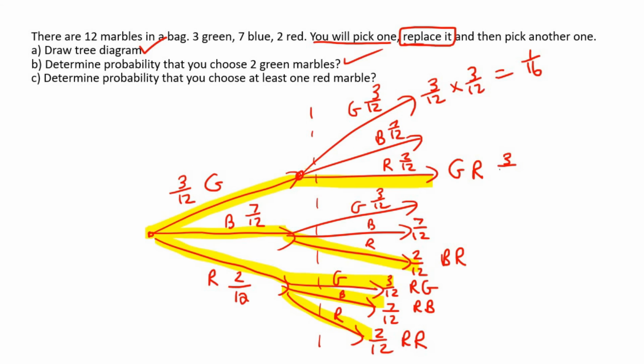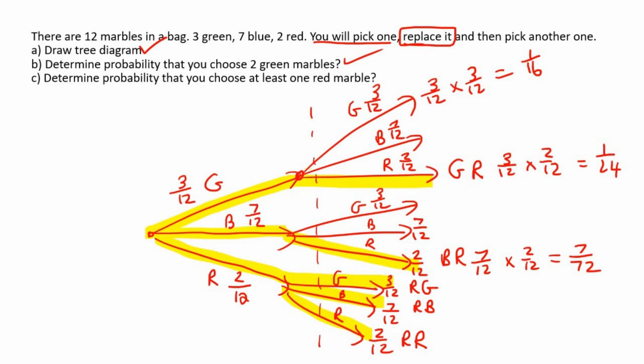So for this branch, you're going to multiply like that. 3 out of 12 multiplied by 2 out of 12. And that'll simplify to 1 out of 24. Then you're going to do the same with this one over here. 7 out of 12 multiplied by 2 out of 12. And that'll be 7 out of 72.